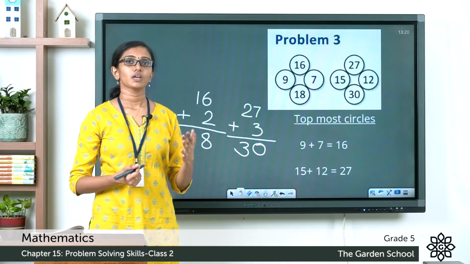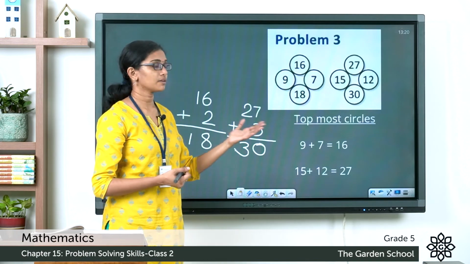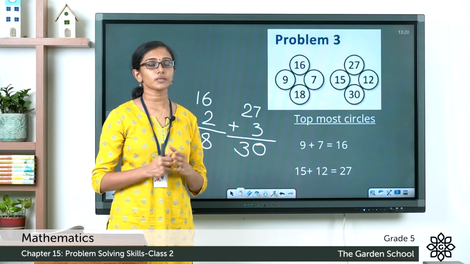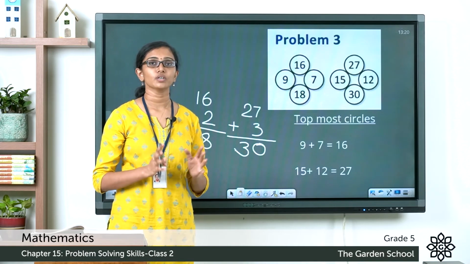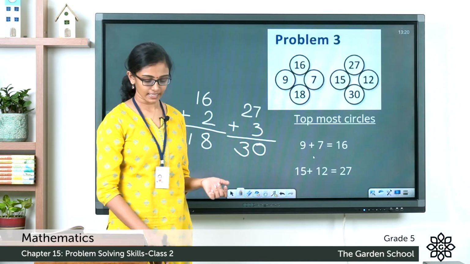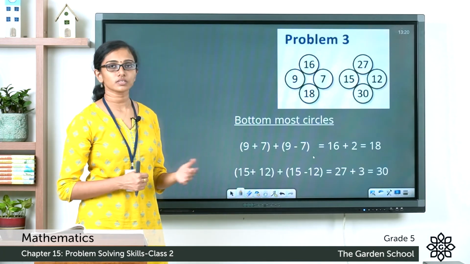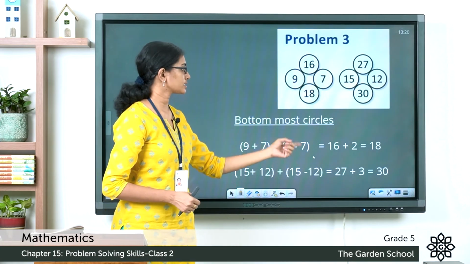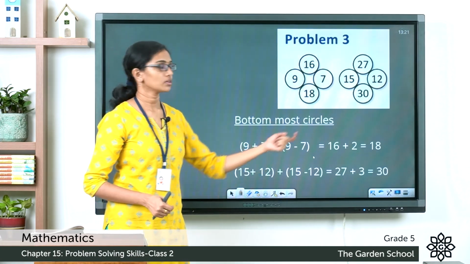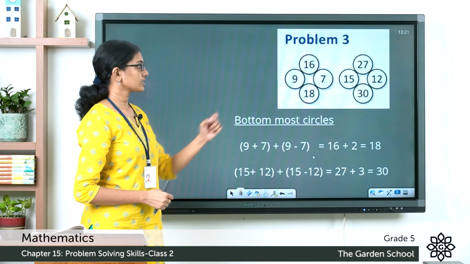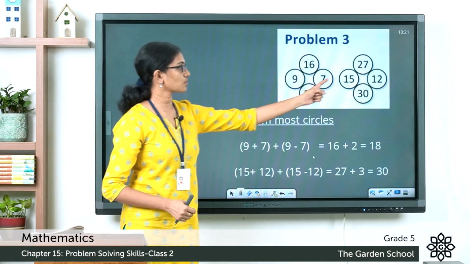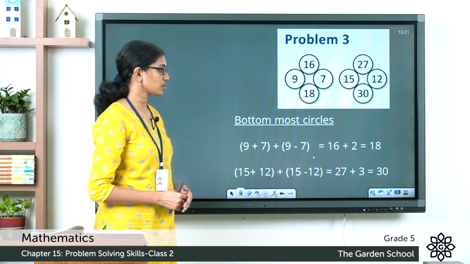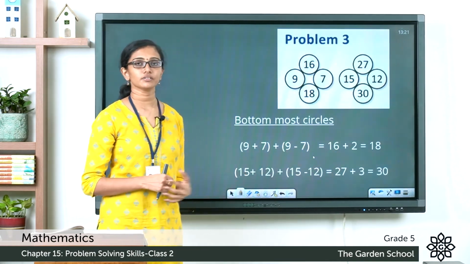So similarly, you may be able to identify different pattern rules for the same problem. The key is to look for a pattern and work towards the solution using that pattern. Let's see that again. About the bottommost circles, in the first case, 9 plus 7 plus 9 minus 7, that is 16 plus 2, and you get 18 here. And in the second case, you have 15 plus 12 and then 15 minus 12. 15 plus 12 plus 15 minus 12, that is 27 plus 3 is equal to 30.